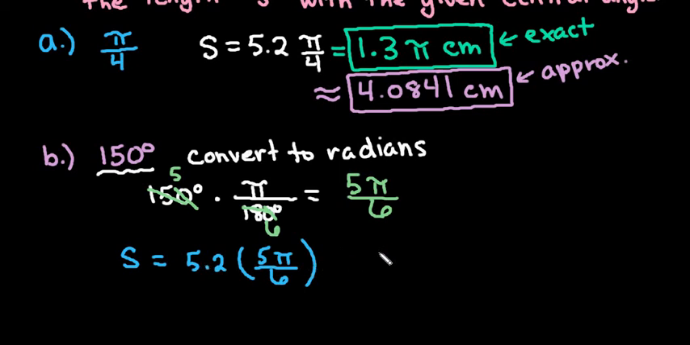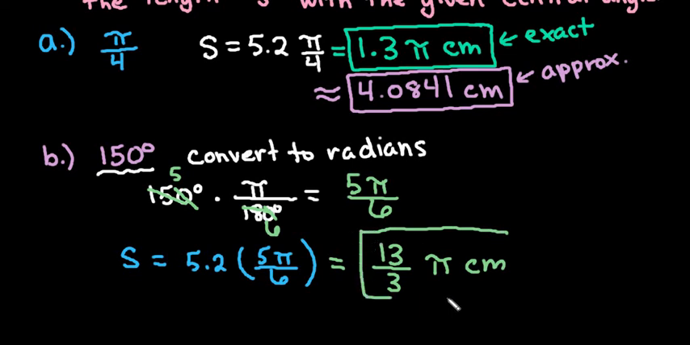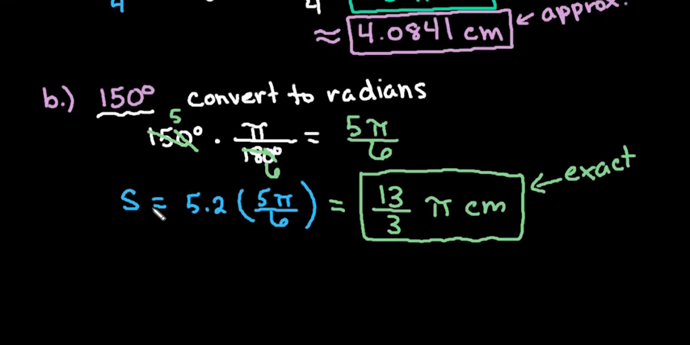When I multiply 5.2 times 5/6, I end up with 13 thirds pi centimeters, which would give us our exact answer. So if you're looking for the exact answer, you can use a calculator to help you with that, and at a later time I will try to add a TI-84 and TI-Nspire video that shows you how to do that.